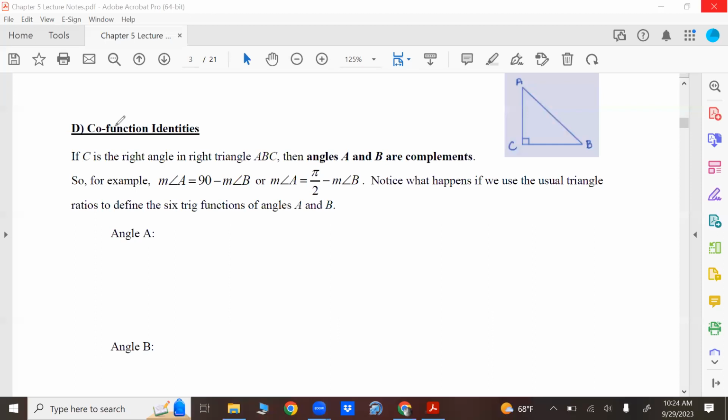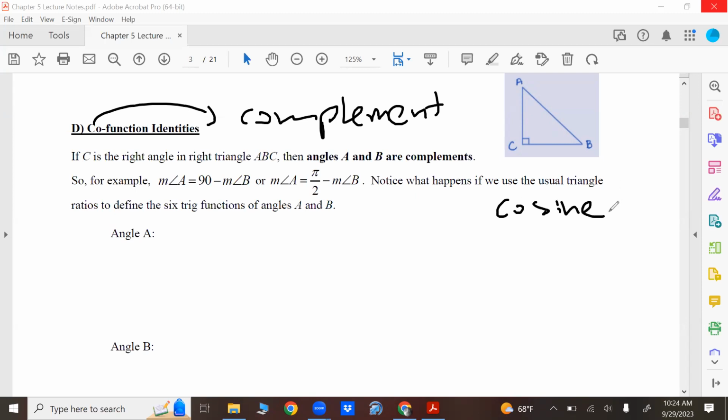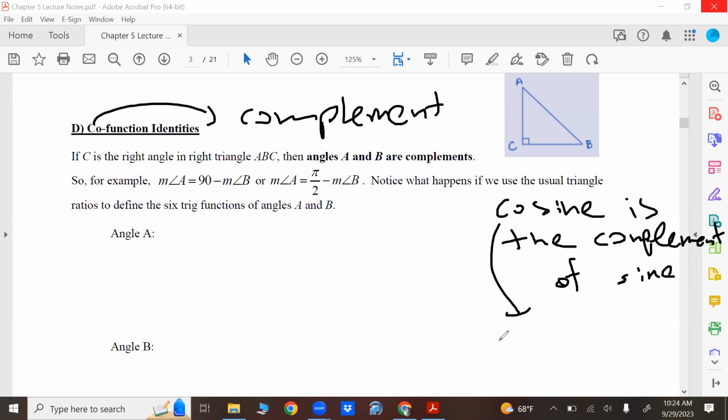Okay, co-function identities. Now the word co is actually short for complement. I didn't know that until a few years into teaching. Cosine is the complement of sine. And what's meant by that? For example, the cosine of 60 degrees equals the sine of 30 degrees. That's a true statement, right? Because sine 30 degrees is 1/2, cosine 60 degrees is also 1/2. And 60 and 30 add up to 90.